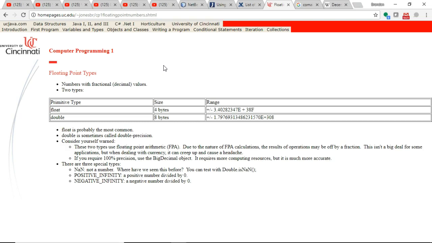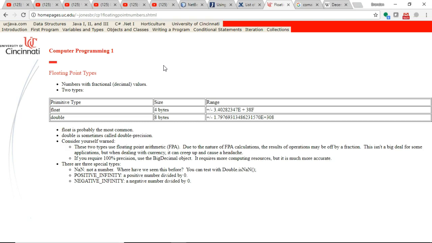0.3333333 into infinity. The trick is, what if you don't have to infinity? What if you only have maybe 4 positions? Then you have 0.3333, or 3,333 ten-thousandths, if that makes sense, which is not exactly 1/3. It's close, but not exactly.